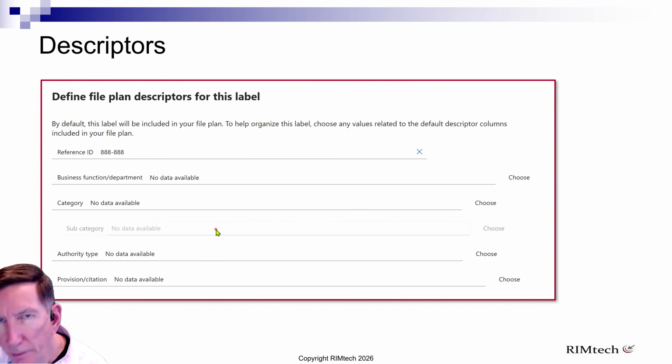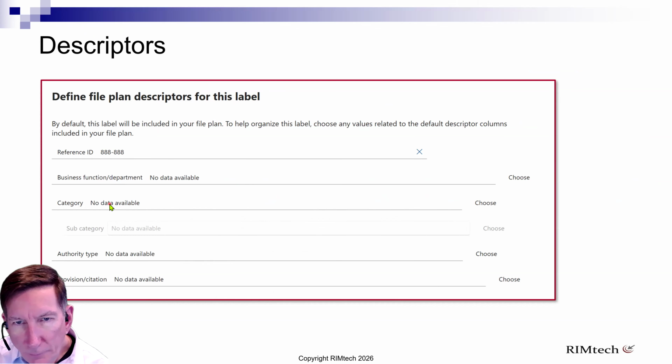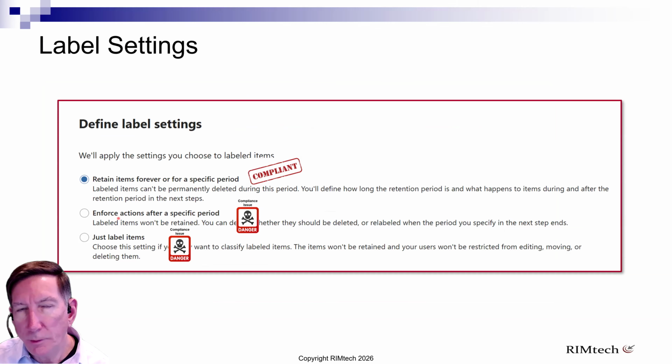So let's go ahead and create our first label. Here we go. We need file plan descriptors. Descriptors are the reference ID, function, activities, whether you need an authority code, and any legal citation. Pretty routine stuff. It's called descriptive data because nothing acts on it mathematically. That's why they're called descriptors. You put in whatever you want. I'm not going to bother with that.